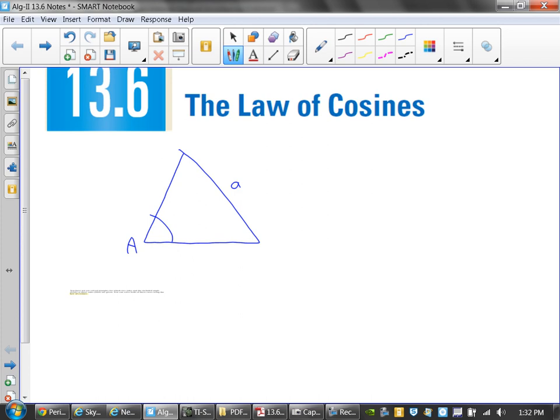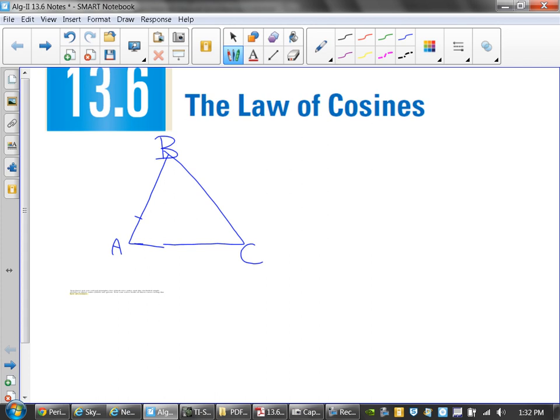Law of cosines is for when you have the following: two sides and the included angle. Think about the law of cosines. You use it when you have side, angle, side, or side, side, side. That's when you're going to use the law of cosines. SAS or SSS.